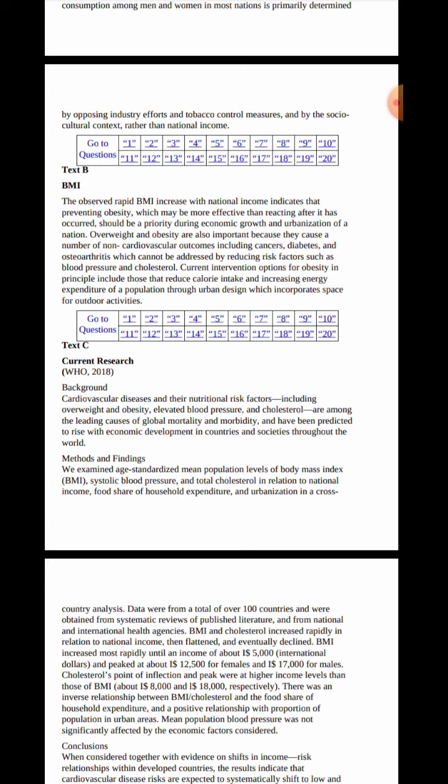Now, coming to text C, let's scan again. Text C, current research, background. The first line, cardiovascular diseases, cholesterol is not there. Second line, overweight, obesity, elevated blood pressure. Yeah, cholesterol is there in the second line. So we're still looking for what? Morbidity. Cholesterol are among, third line, the leading causes of global mortality and morbidity. Yeah, that's the answer. Our answer is in the second and third lines in text C: cholesterol are among the leading causes of global mortality and morbidity.